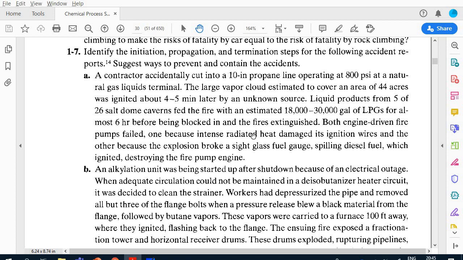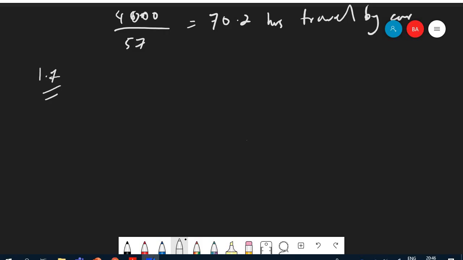So what was the termination? The termination was the propane is finished. Okay, so there was nothing that we can do about here. So if you look at it, if you want to apply the initiation, how this was initiated: by cutting into a 10-inch propane line. So that was why this accident initiated.